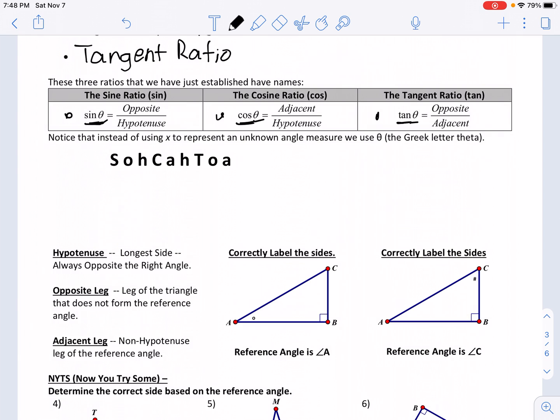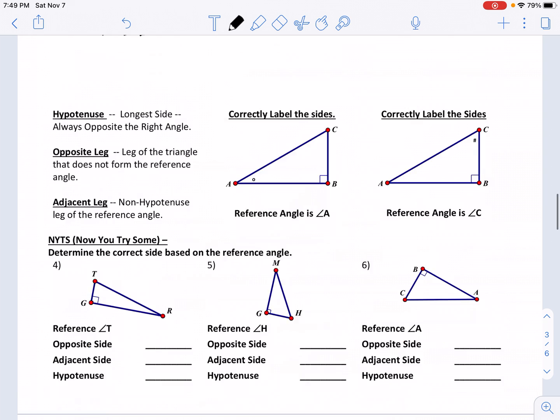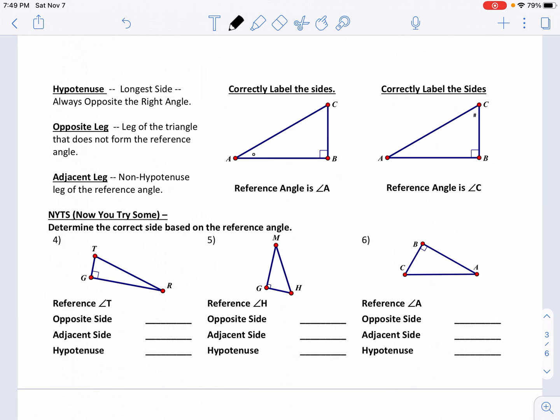Now, a famous saying that goes with this is SOHCAHTOA. That's what that is. All that tells you is what the ratios are, and how those ratios are formed. So S for sine, opposite over hypotenuse. Then we have C for cosine, adjacent over hypotenuse. T for tangent, opposite over adjacent. So SOHCAHTOA, if you remember that, that will help you understand what the ratios are. SOHCAHTOA.